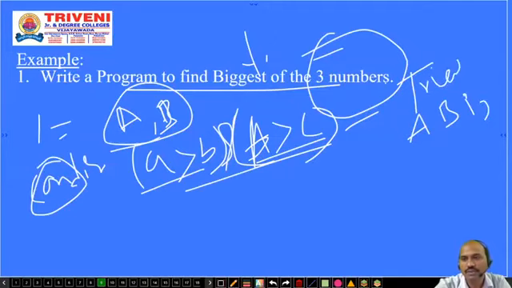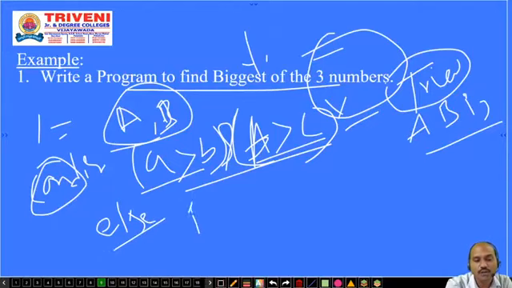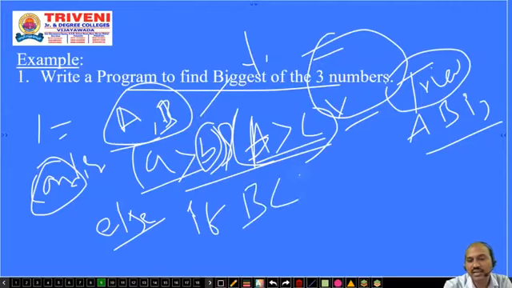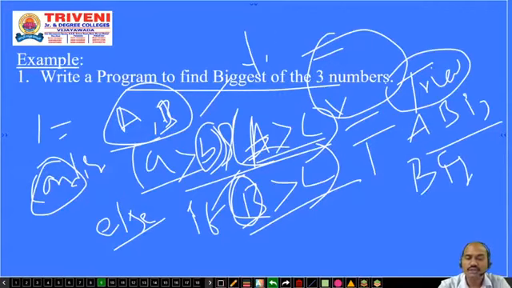So the condition will be true, meaning A is bigger. If it is not satisfied, that means the condition will be false, then we go to the else statement. Else means we take the B value, that is B greater than C. If the statement is true, B is bigger, we have to decide it. If the statement is false, the next one is the C element.